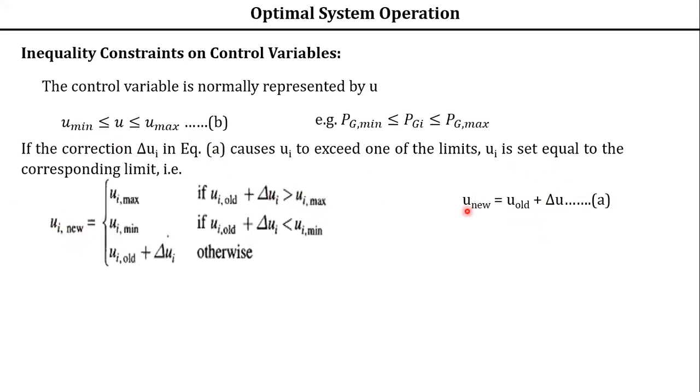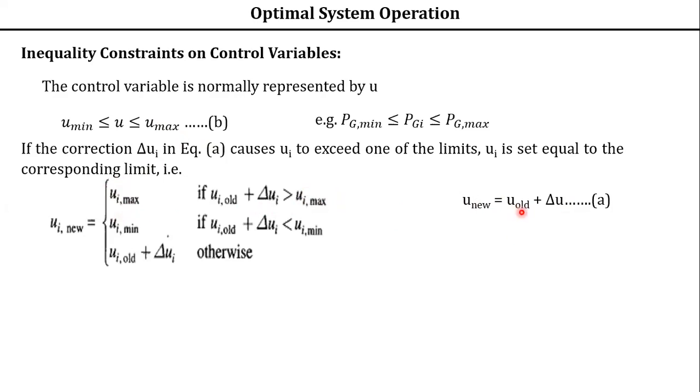If this new value of u exceeds the maximum value, then your new ui value is fixed or clamped at your maximum value. Understood? Suppose the maximum value is 20, you assume it. If the new value of u is more than 20, say 21, it is exceeding the maximum limit of 20. So your new u value will be 20 only. You cannot take 21. So it is clamped at your maximum value if it is violating the upper limit.